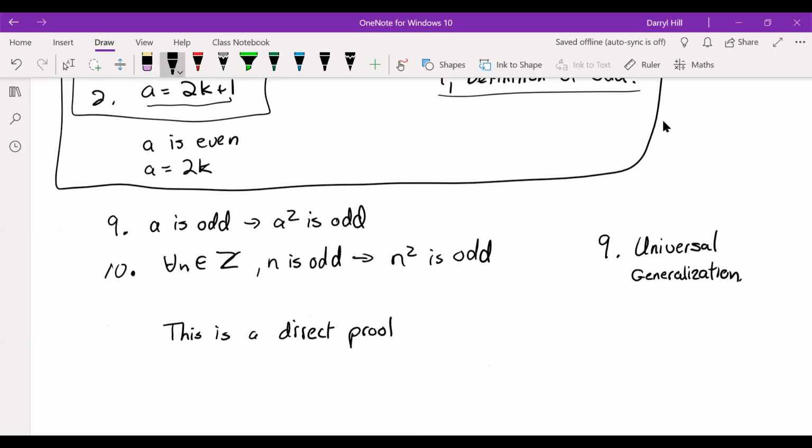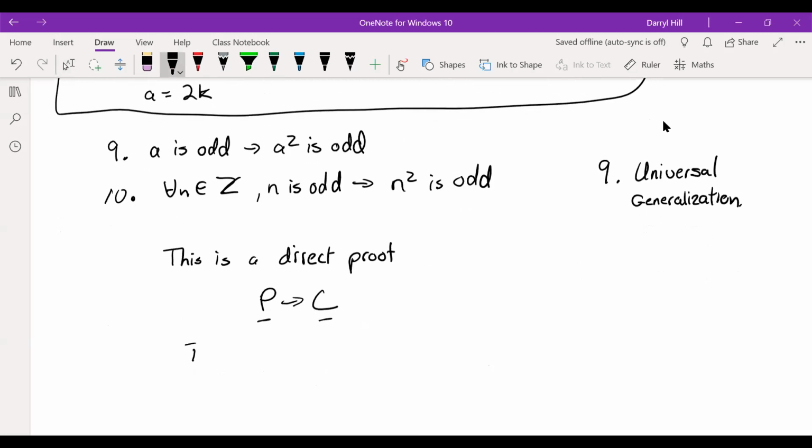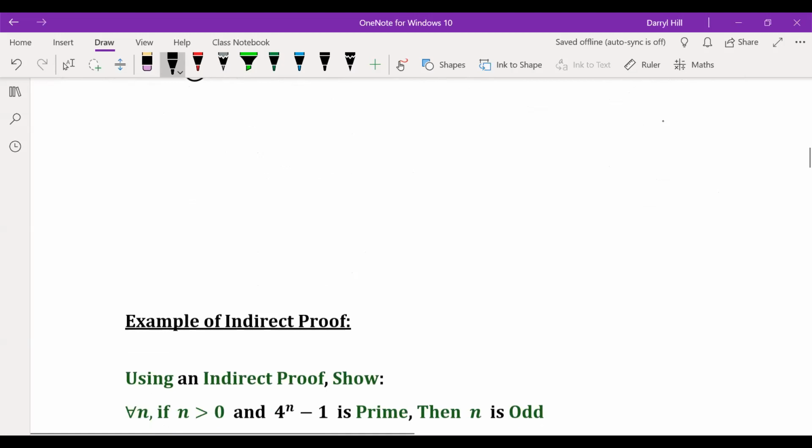And so direct proof is simply an implication. So I have a premise, and I draw a conclusion, and the first step is I always assume that P is true. So the first step is my antecedent is my first fact that I use, and then I can argue from there. Okay, so that's direct proof.